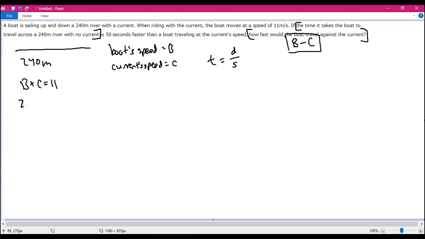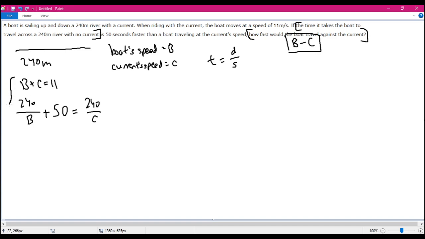So we have 240 meters divided by boat speed with no current, which is just B. And we see this is 50 seconds faster. So this is smaller than the number that comes after, so we must add the number to make it bigger. And the bigger number is 240 divided by the current speed, or C.